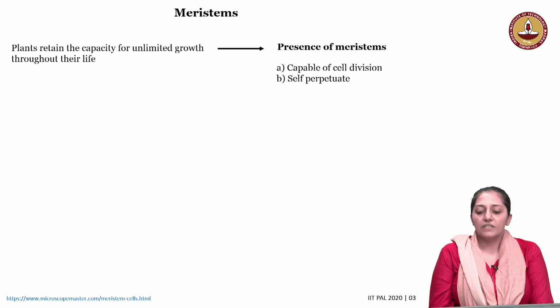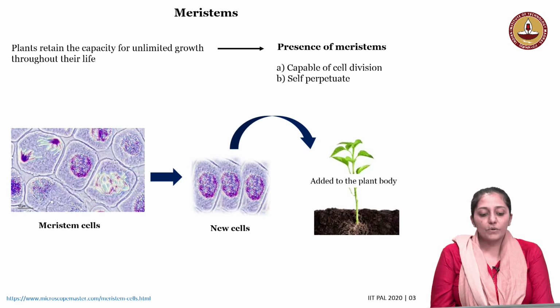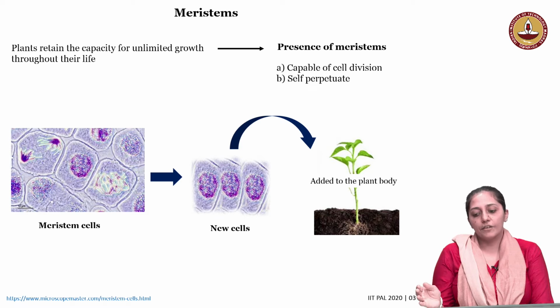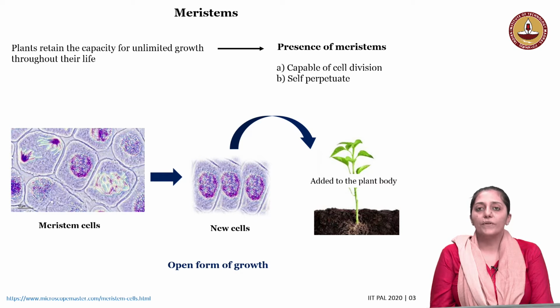The cells in these regions are capable of continuous cell division and self-perpetuate. As you can see on the slide, the photograph shown is of the meristematic cells. So, meristem cells continue to divide to form new cells, and then some of these new cells differentiate to form parts of the plant body. So, this is called the open form of growth.